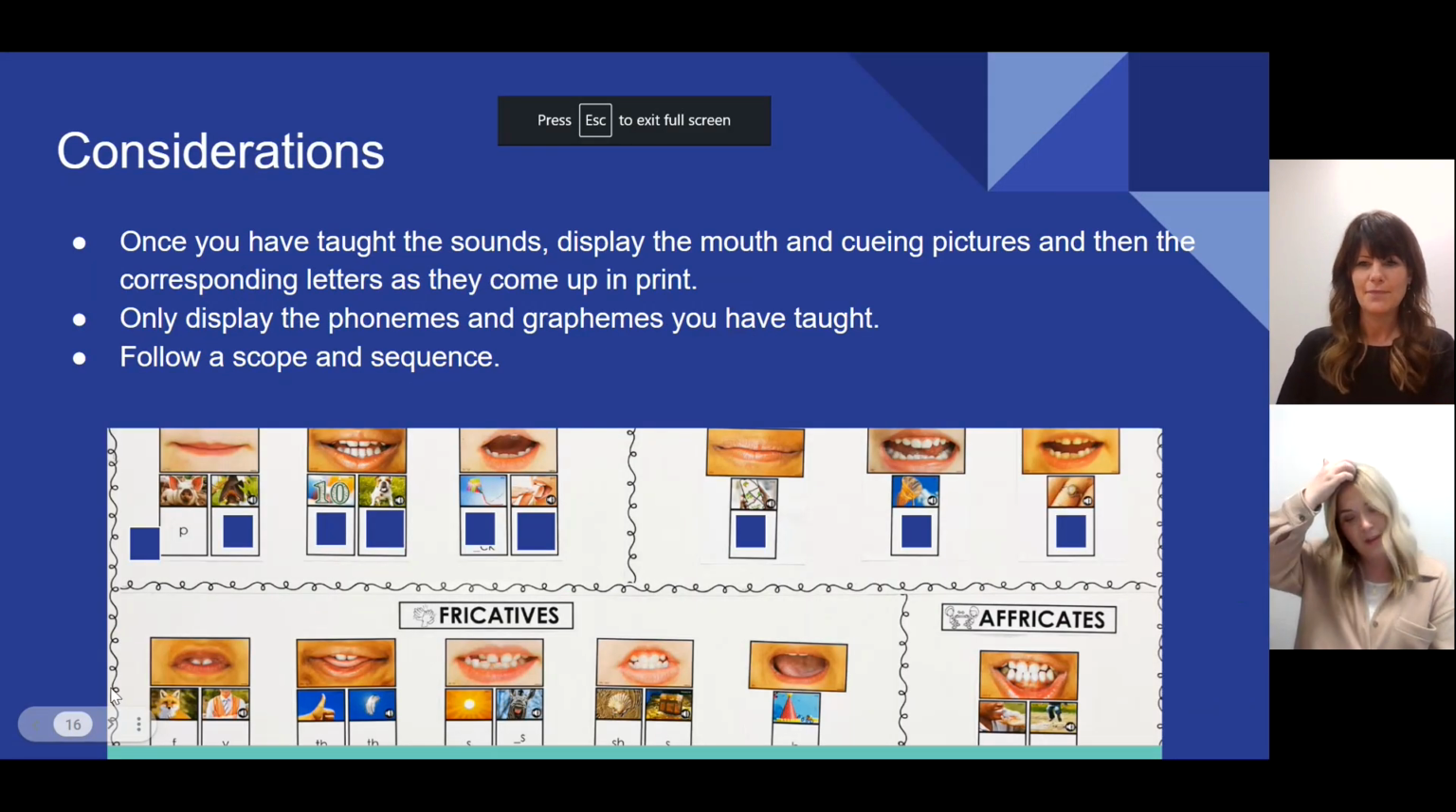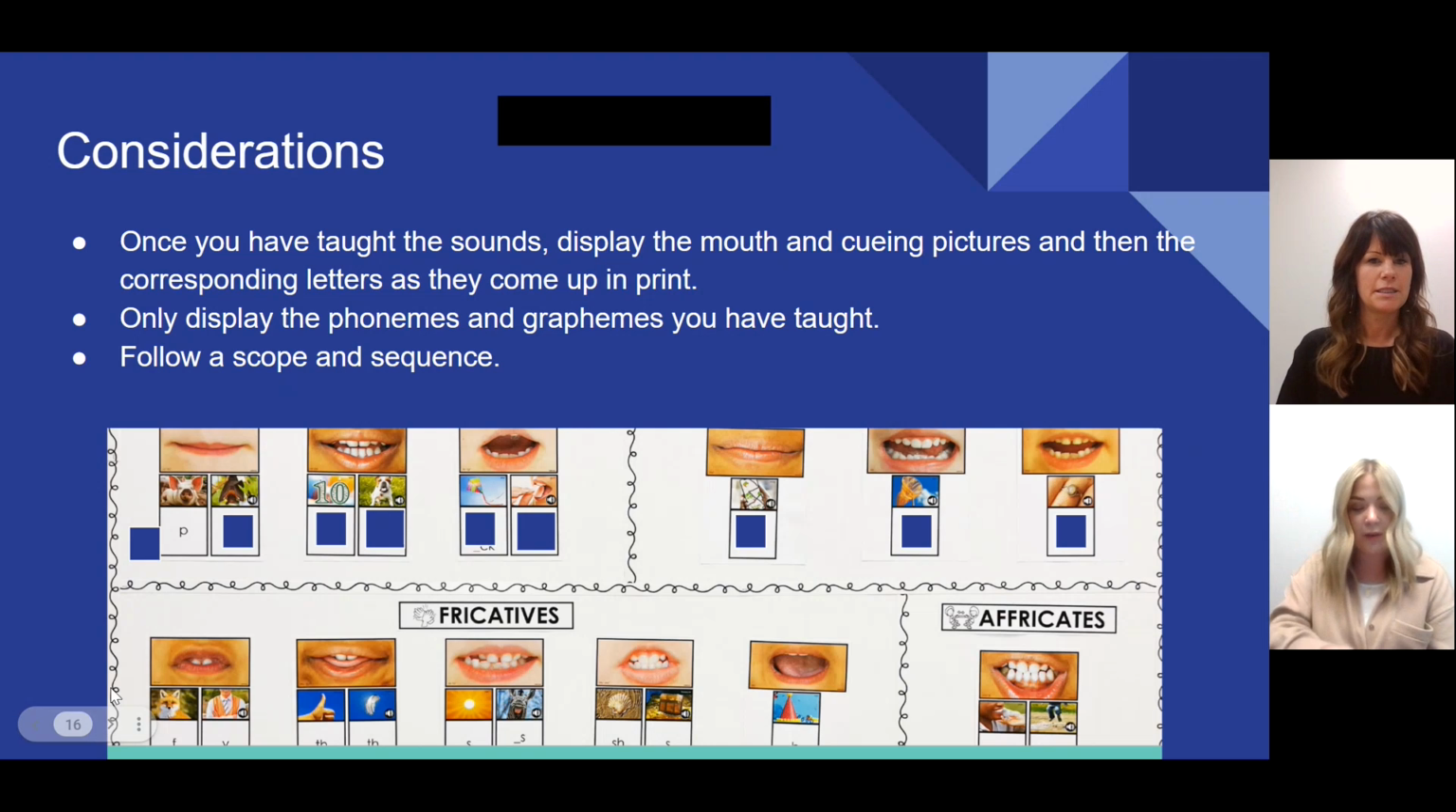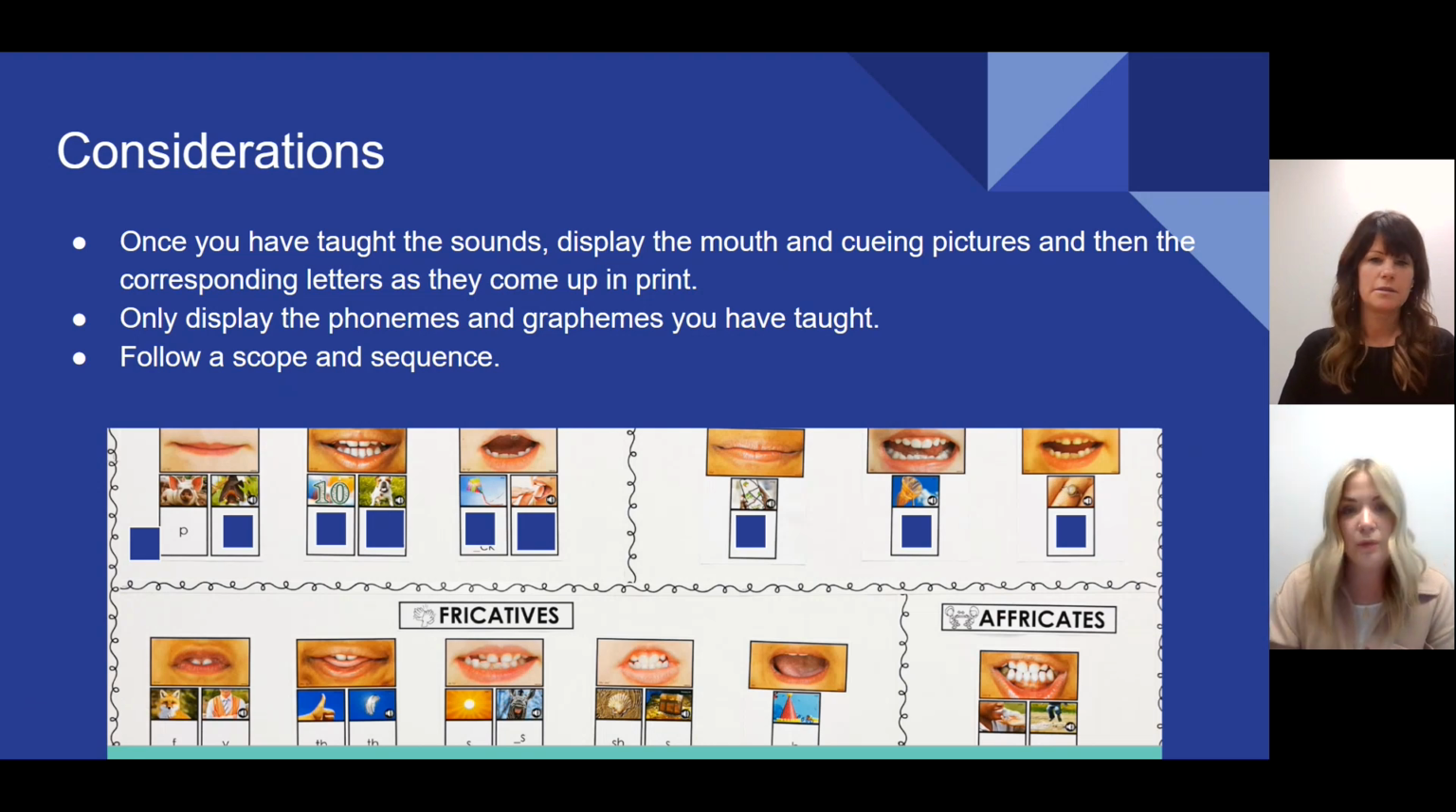Some more considerations. Once you've taught the sound, display the mouth and the cueing picture, and then the corresponding letters as they come up in print or in your instruction. And only display the phonemes and graphemes that you've taught.